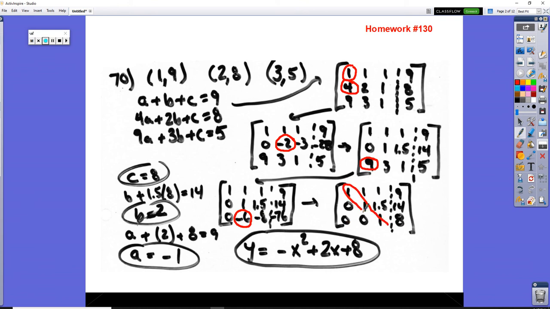You now have your diagonal of 1s and your triangle of 0s underneath it. So we're ready to put our letters back into this and find our answers. The bottom row is telling you the answer for C is 8. The middle row, when you plug the values back in, tells you the value for B is 2. And putting the letters back into the top row and plugging in the values for B and C is going to help you find that A is -1. Again, make sure that you make an equation out of your final answer. It should be y equals -x² plus 2x plus 8.